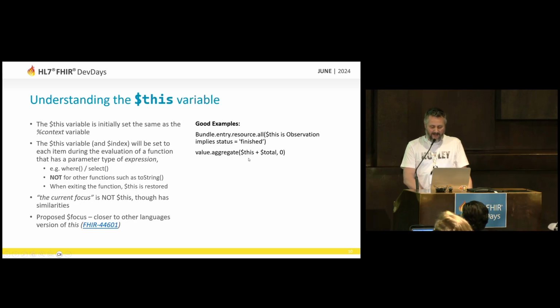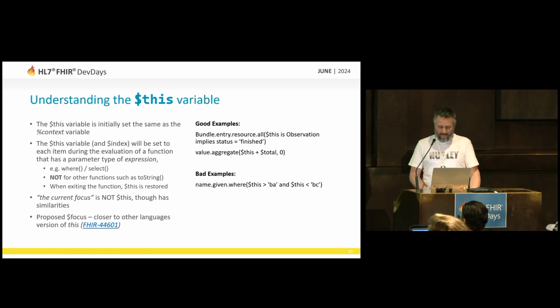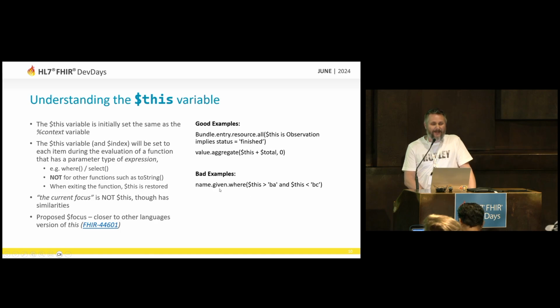Aggregates, this is actually the best case. $this plus $total, because as it iterates through the aggregation and does a sum, perfect. Bad examples. So where is this? What am I iterating?